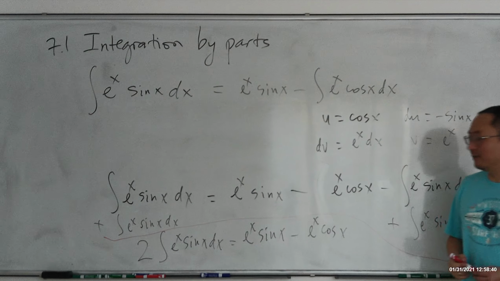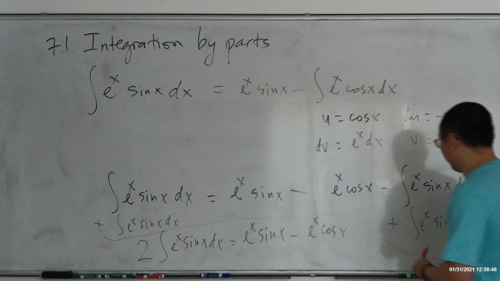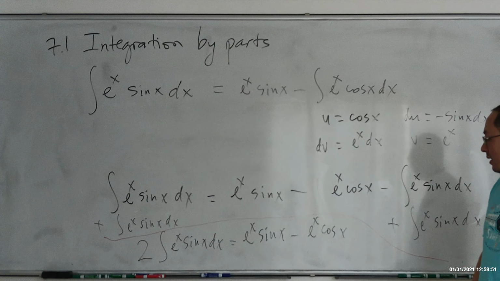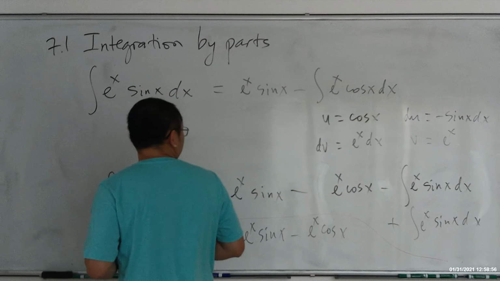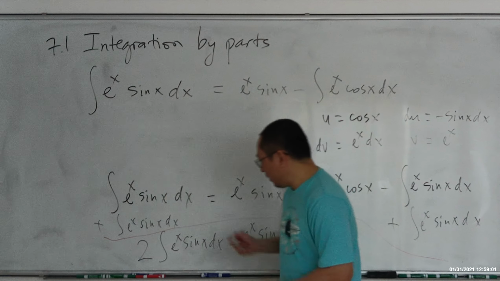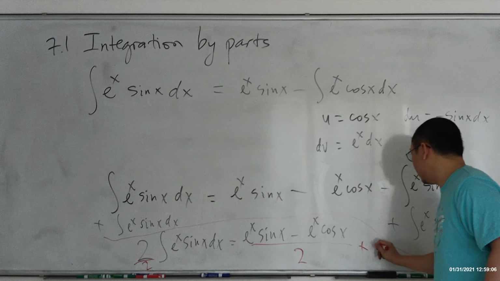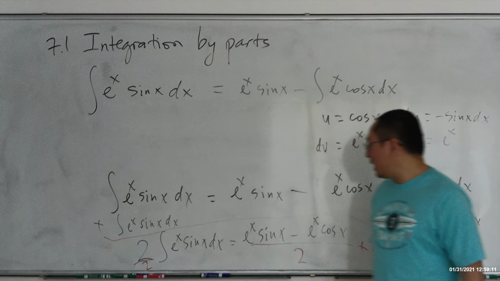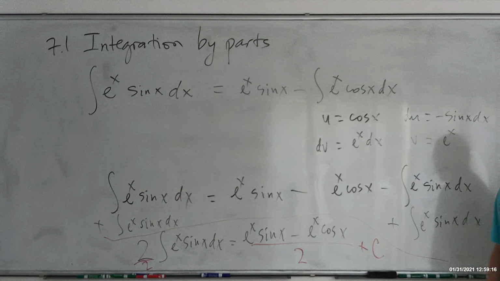This is what you have so far. So all you have to do is divide both sides by 2. You have the answer, and don't forget the plus C at the end, because we have a plus C anyway. I'm running out of room, so let me just cheat a little. Divide both sides by 2, and then don't forget to put a plus C. So the integral of e to the x sine x dx equals e to the x sine x minus e to the x cosine x, over 2, and then plus C.